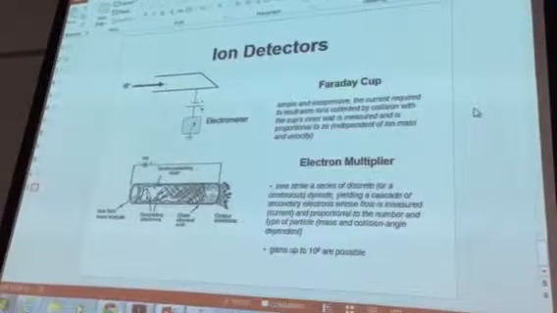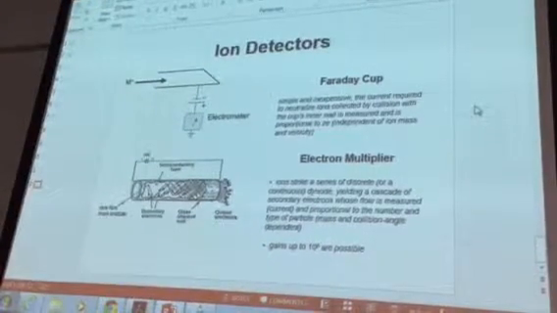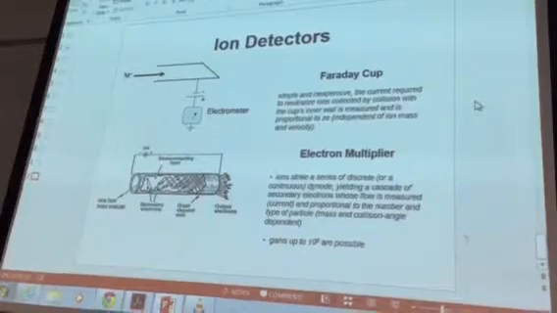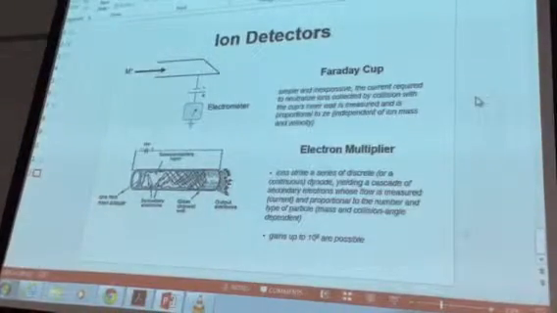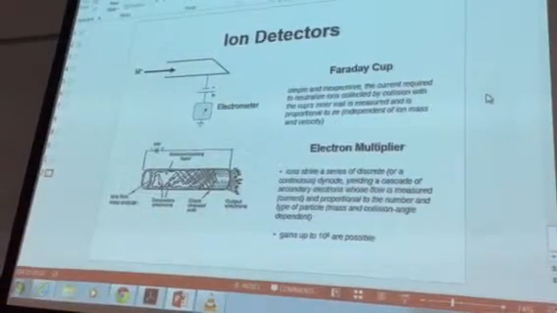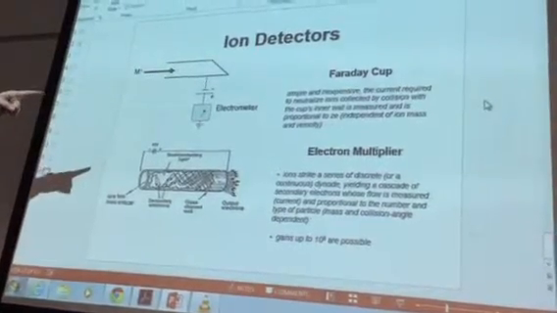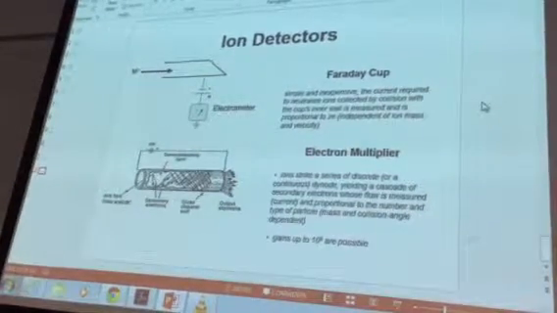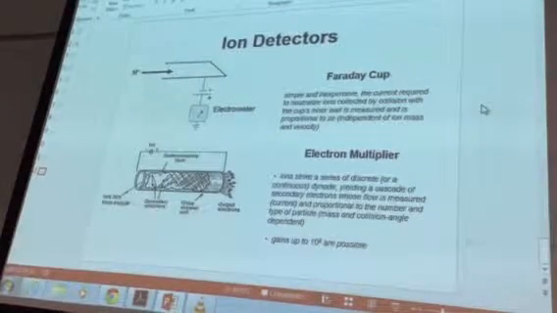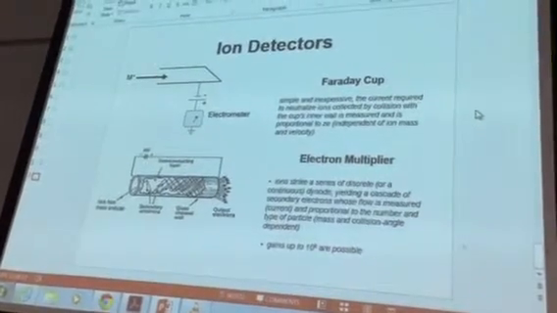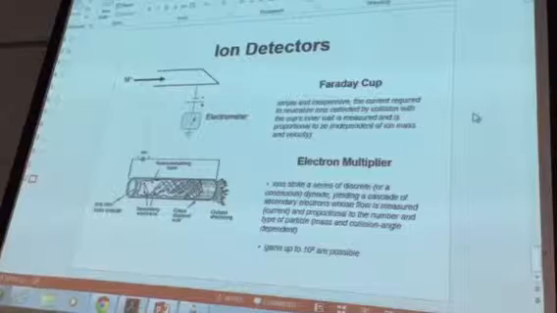Current is generated every time an ion strikes and is neutralized by the inner wall of that Faraday cup, that collector as it's called, and the current is proportional to the charge of the ion. It should be independent of its mass and velocity, which is a good thing. So sensitivity is pretty uniform across the board.